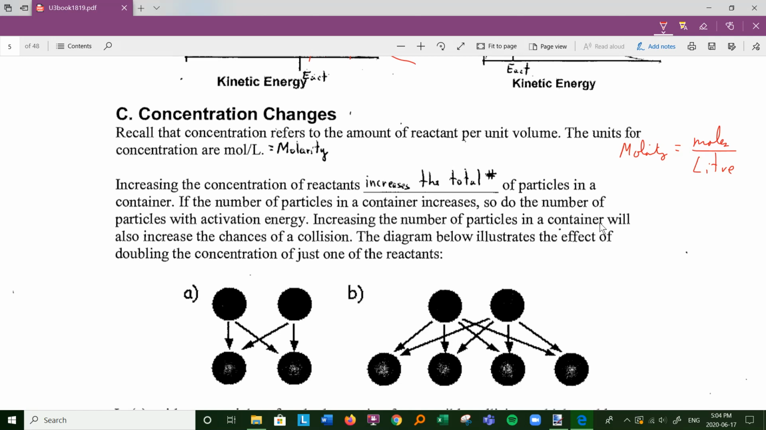So if I have more reactants, I'll have more particles in a given container. More particles, some of which will have the activation energy worth of energy, and you'll get more collisions. So here we have bang, bang, bang, bang, but if I double to 4, I get all sorts more collisions going on. So the greater the concentration, the more particles you can produce. It's like an assembly line. If you've got more parts in a given strip of conveyor belt, you can produce more product in a given amount of time.